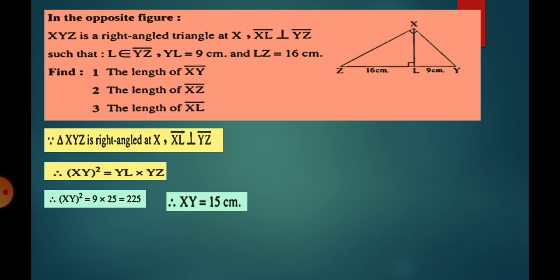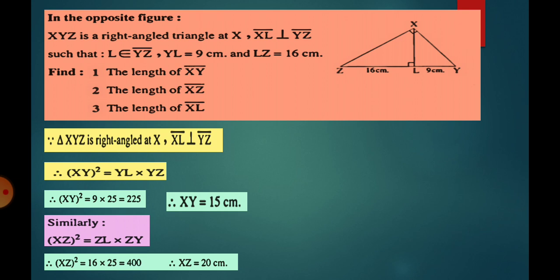Number 2, find the length of XZ. XZ, catch the point belonging to the hypotenuse, Z. Then XZ power 2 equals ZL times ZY. ZL is 16, ZY is 16 plus 9 equals 25. Then XZ power 2 equals 16 times 25 equals 400. Then XZ equals the square root of 400, which equals 20 centimeters.